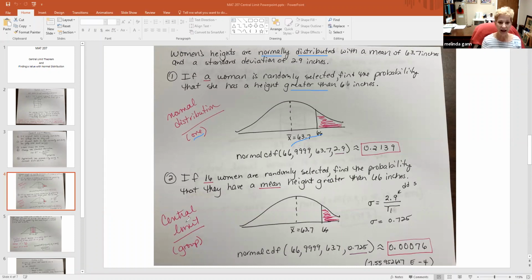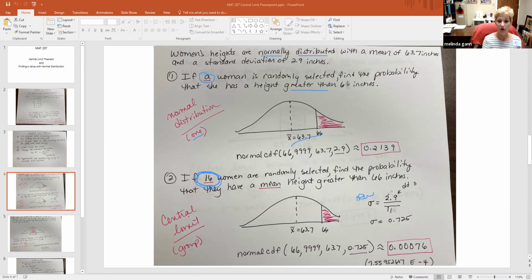Now, how did I know this was central limit instead of a regular normal curve? Because I'm picking more than 1. Am I picking 1 or more than 1? So when I'm trying to find the probability of the mean of a group, that's when I do central limit. So here's the only difference. I've got to change the standard deviation. I've got to go find a new standard deviation. I'm going to use the old mean, so the mean's not going to change, okay? But the standard deviation is.